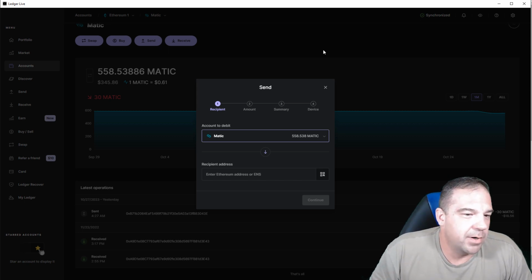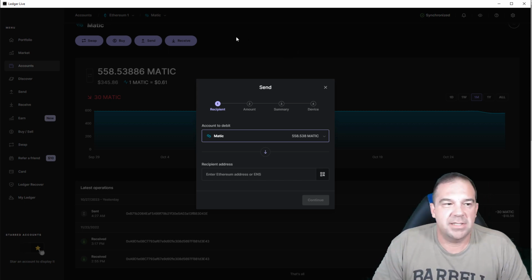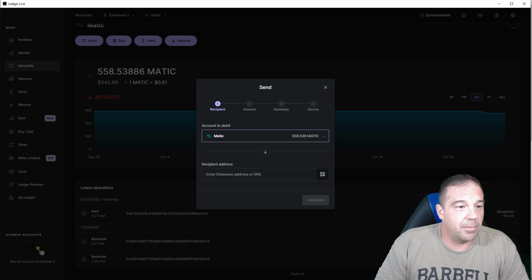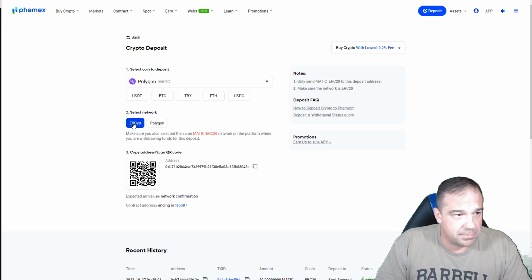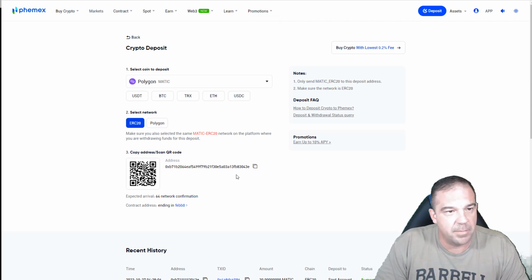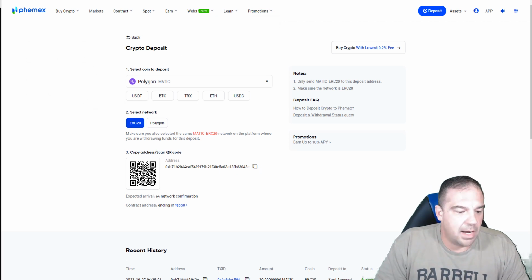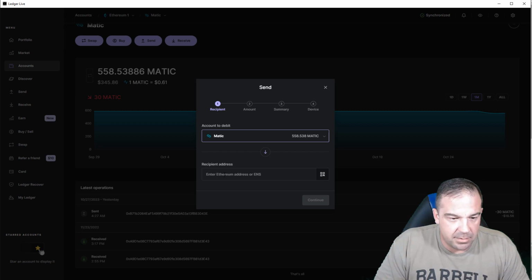So what we want to do, guys, seriously, test transaction is what life's all about. So we want to deposit, right? And we want ERC20 because I already know this, but I'm going to do a test transaction just to show you. I'm going to copy this, right? You click on this little square here, and that's going to allow you to copy it. And then you're going to come to your Ledger Live, and you're going to paste it.